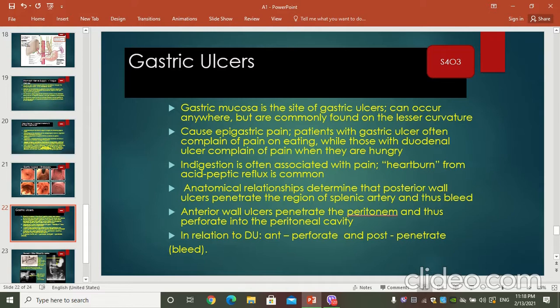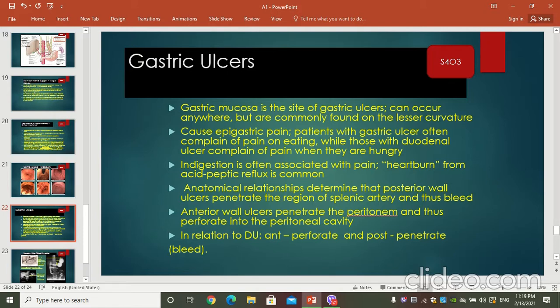Now we'll come to the clinical applications. One of the problems that happen in the stomach is gastric ulcers. The definition of an ulcer is the breakdown of the epithelium. Gastric mucosa is the site of gastric ulcers. They can occur anywhere, but are commonly found on the lesser curvature.